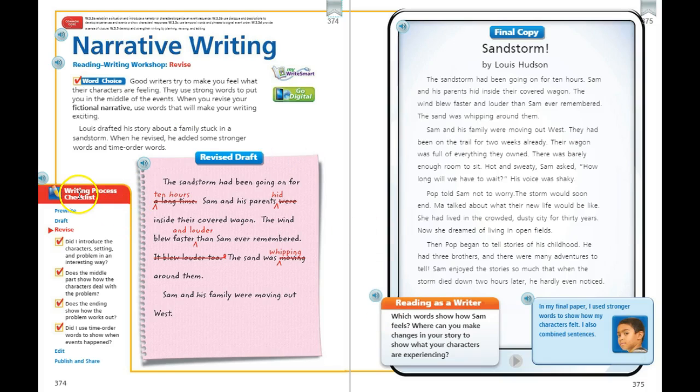Okay, we're going to use this checklist here on the side of page 374. Let's look at these. Did you introduce the characters, setting, and problem in an interesting way? Does your middle part show how the characters start to deal with your problem? Does the ending show how the problem works out? Did you use time order words to show when events happened in your writing? Okay, those are the things you are going to look for as you revise, proofread, and then make your final copy and publish your fictional narrative.